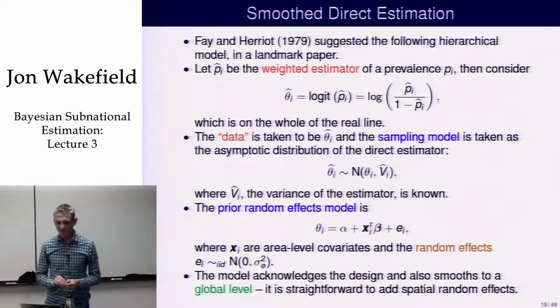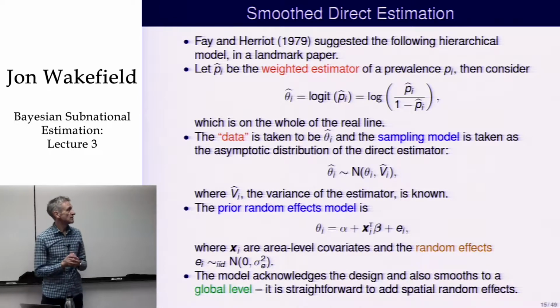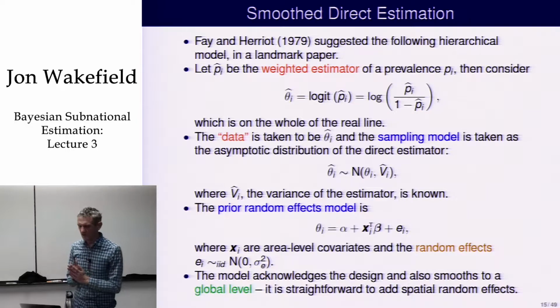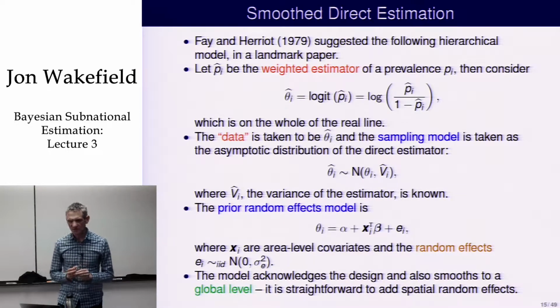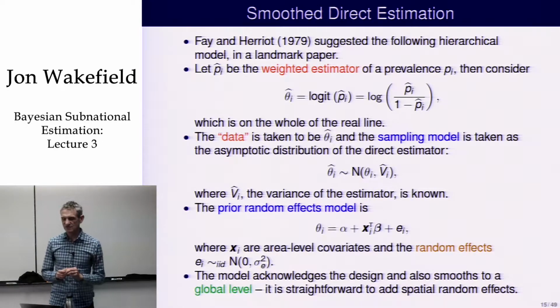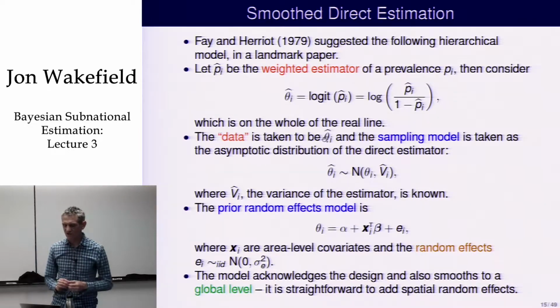So the first approach we're going to talk about starts with a very incredible paper that came out a long time ago now, 40 years ago, which suggested a very appealing hierarchical model. Again, we're going to take pi hat to be the weighted estimator of some prevalence. Then we're going to take the logit of that to put it onto the whole of the real line, and take as data this estimator of the logit.